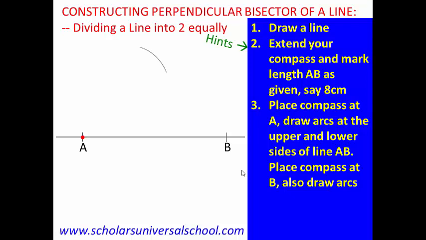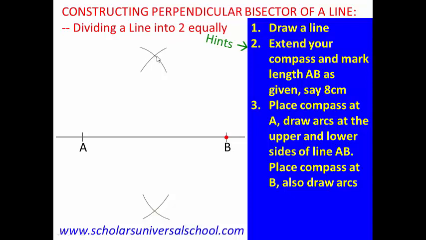Then you mark above the line, also mark below the line. Can you see that? We are asked to mark the upper and the lower side of AB. Then we have to place the compass at B and also draw the arc as we have drawn at A. So let us check that. We have placed our compass at B here. Don't forget that the red point here indicates the place you have placed your compass. And mark up and mark below the line again.